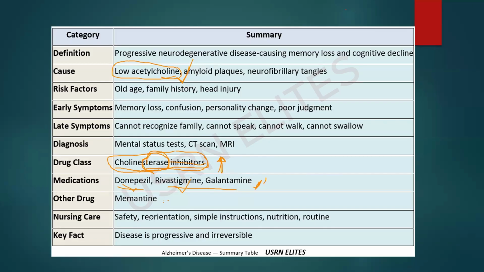So the key fact of this disease is that it's progressive. It doesn't stay where it is, even though we have treatment for them. So the treatment is not for them to come back to their normal cognitive state. Okay, it is to prevent the progression and worsening of the disease. So the disease itself is not reversible.